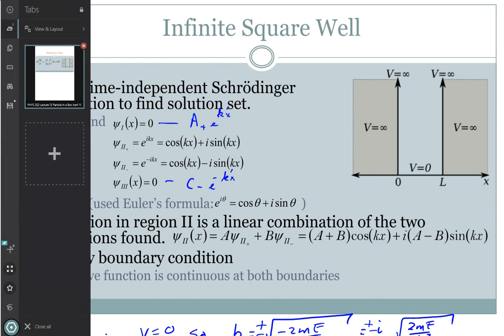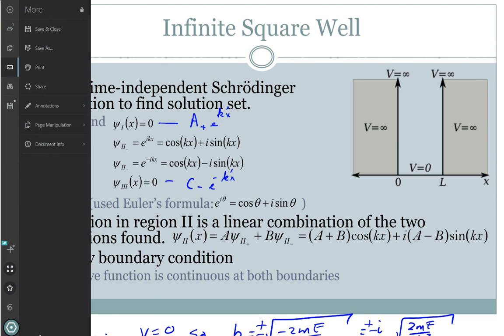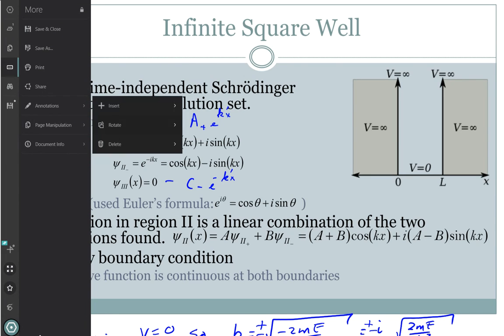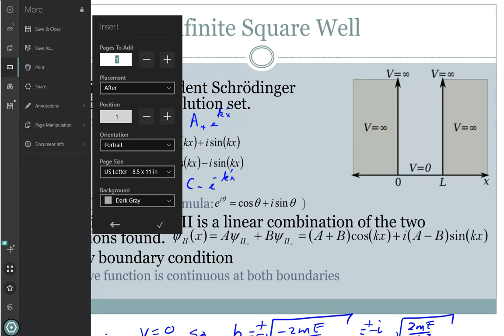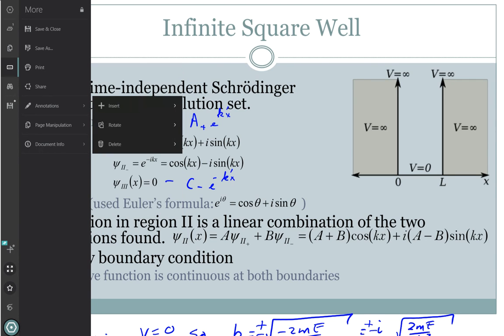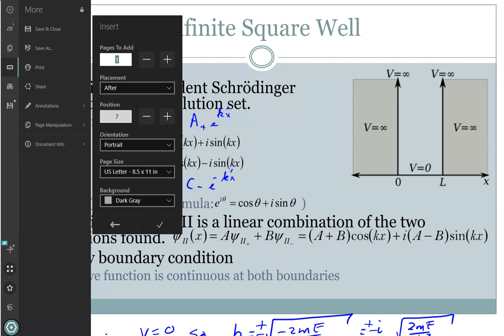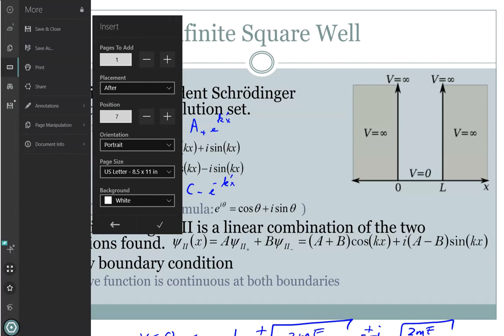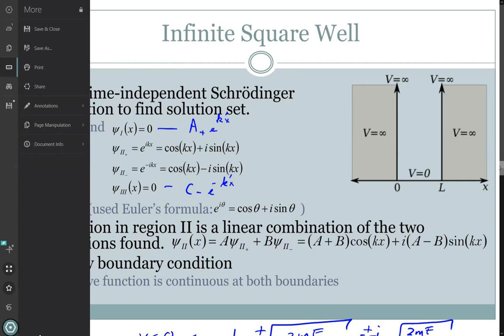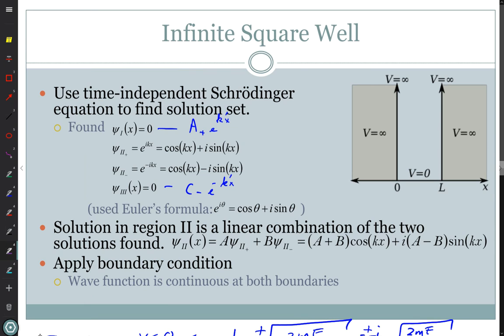I'm going to add a page while I'm waiting for you to answer. What's happening at your extrema? What's happening at each edge of the box? So I have two boundaries, one at 0 and one at L. And so I'm going to have to apply my boundary conditions at each of those boundaries.